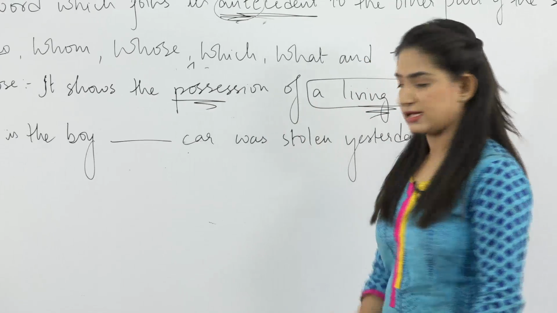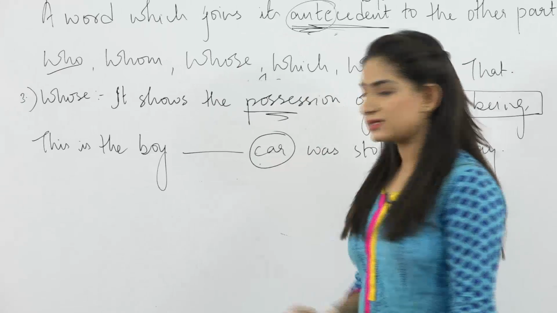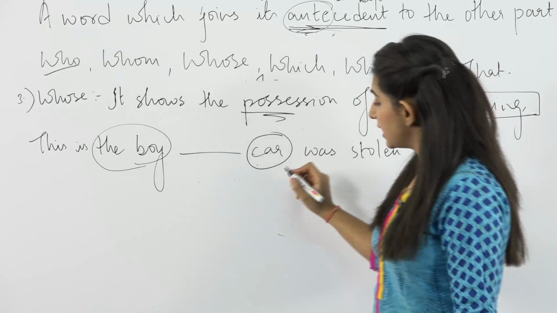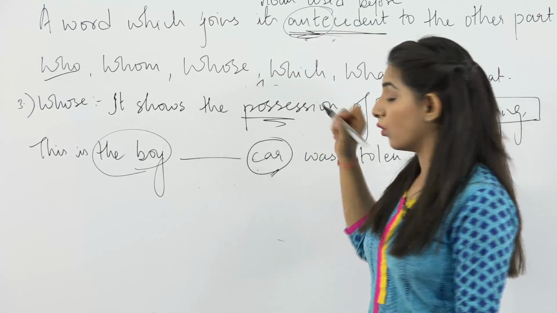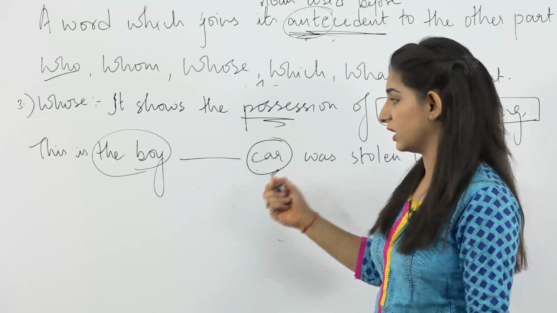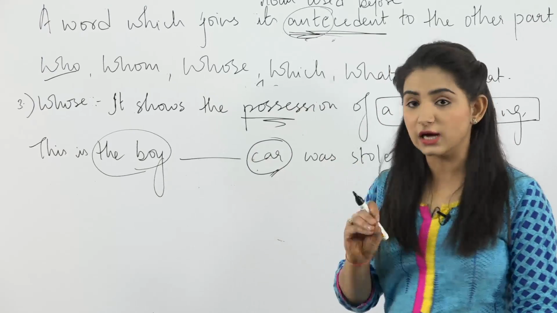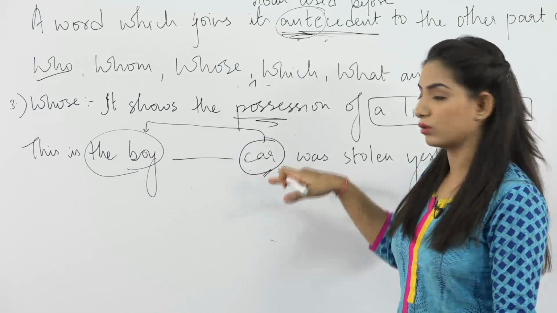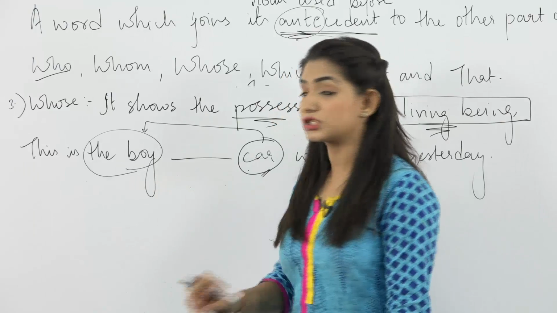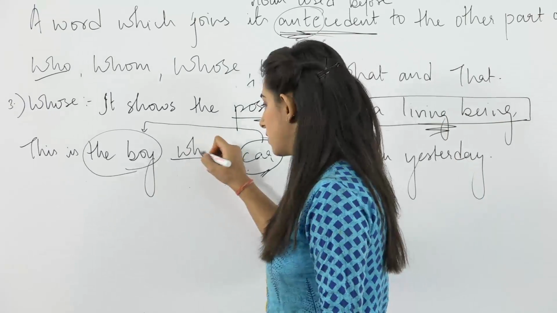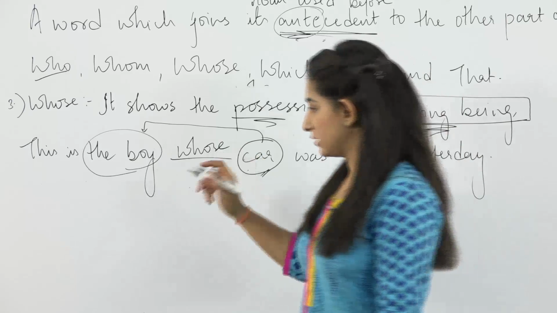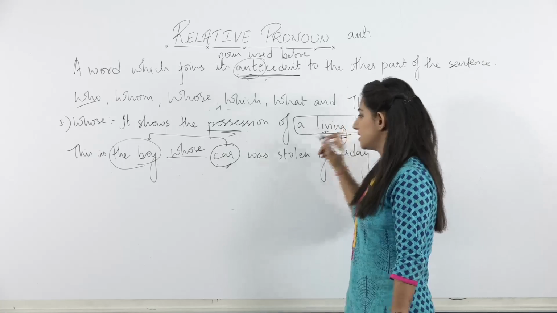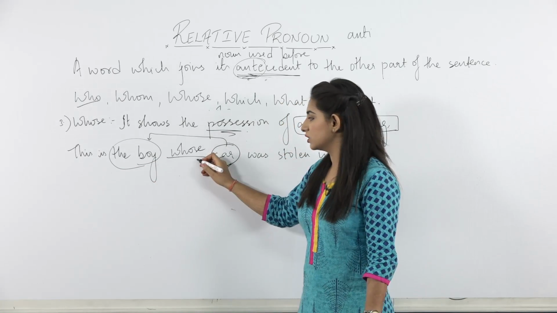Now tell me, what should I place here? Car is given, the boy is given. The boy is our antecedent. Now in this condition, car is given over here and the ownership of this car, we have to show the ownership of this car. हमें इस कार की ownership अधिकार बताना है किसके साथ? With the boy. We have to show the ownership of this car with the boy. In this condition, what shall we use? We should use whose. Why? Because I told you whenever we have to show the ownership, possession, belongingness of a living being, which is the boy, in that condition you will use whose.